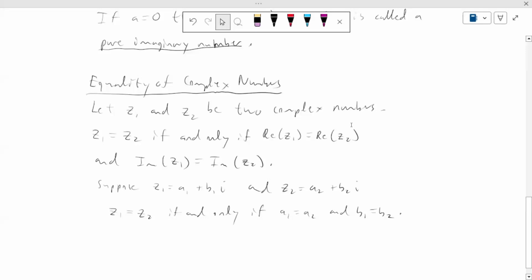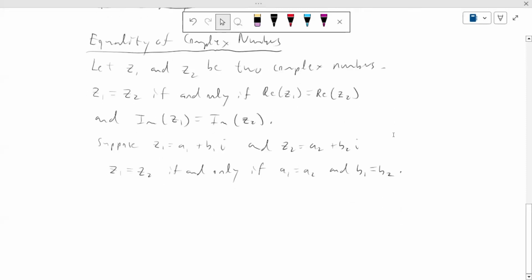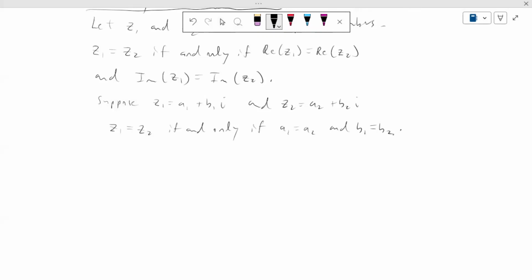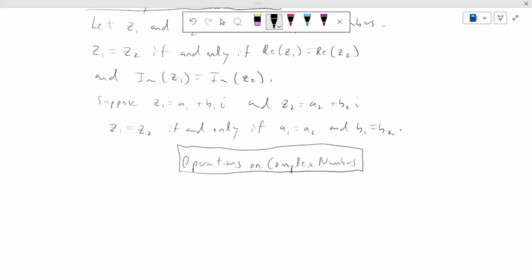All right, so that's some background on complex numbers. Now we're going to talk about how we can do algebra with complex numbers, so we have to talk about operations on complex numbers. The next subheading here is operations on complex numbers. We're going to start with adding and subtracting.